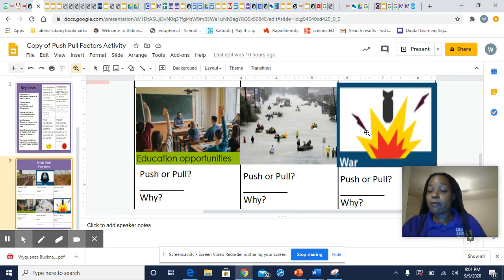So once you get finished writing in push or pull and why in each of the boxes underneath the pictures, then I want you to copy and paste all of these 3 new slides into your digital interactive journal. So you got this. You are an expert on it now. And if you don't have it, guess what you can do? You can watch this video over again and it will help you.